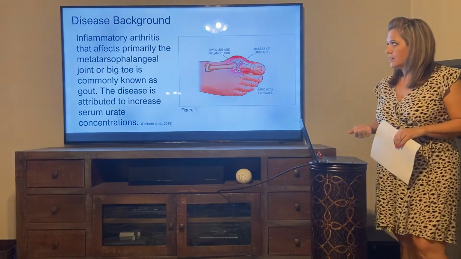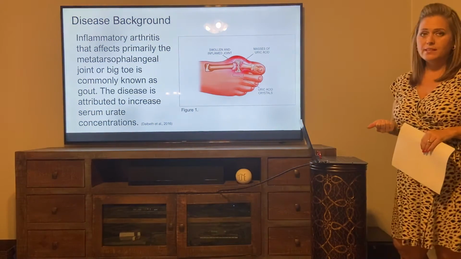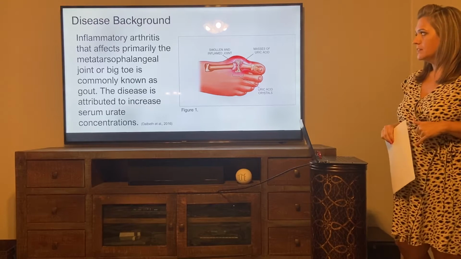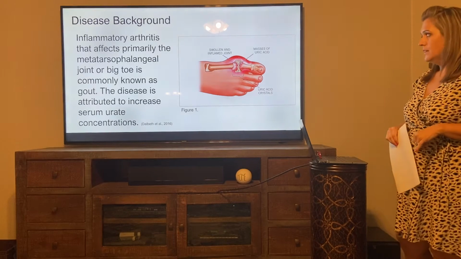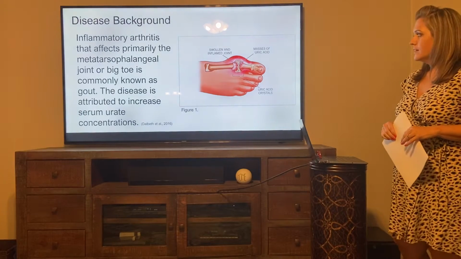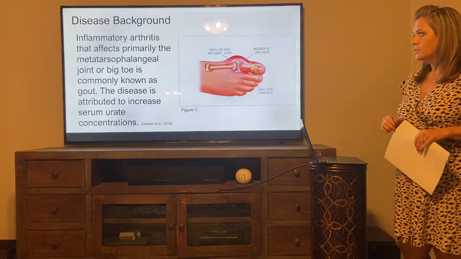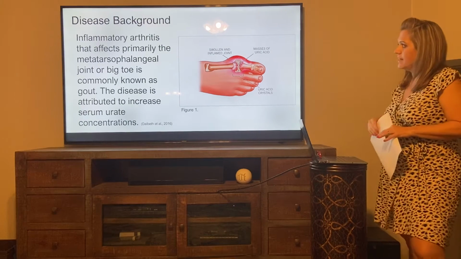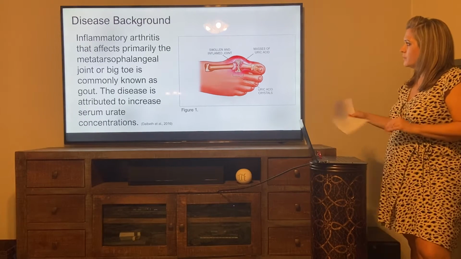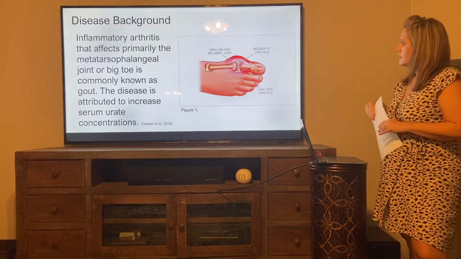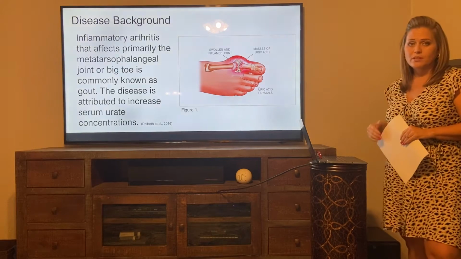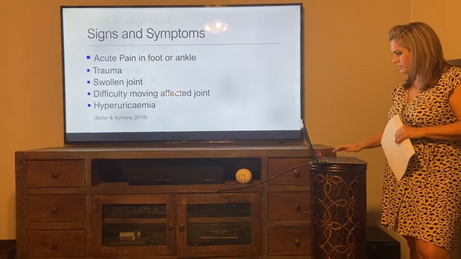The first thing we're going to talk about is the disease background. It is an inflammatory arthritis, and it affects primarily the metatarsophalangeal joint, or big toe, and it is attributed to elevated levels of uric acid. You can see from the picture exactly where the inflammation would most likely occur, and you can see the redness from the picture and that it would most likely be very painful.